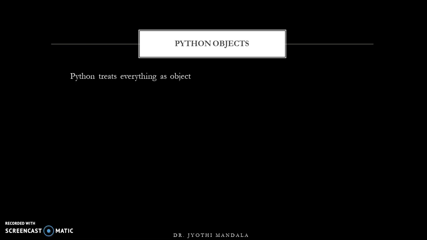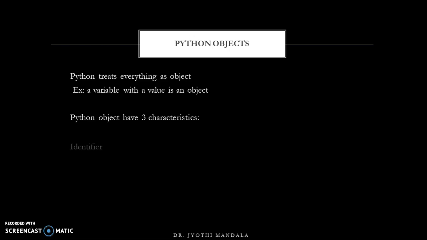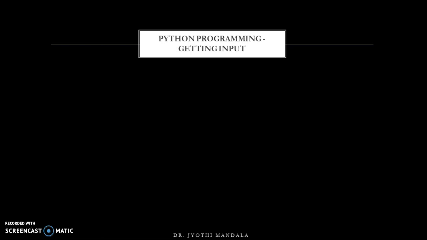Now, what is a Python object? Python objects are nothing but whatever is there in a program, Python will treat everything as an object. As an example, a variable, whenever you are assigning any value to it, is considered as an object. Now whenever you want to have a thing as an object, it should possess three characteristics. First, it should have an identifier, it should have a type, and it should have a value. Whenever a thing has these three characteristics, it is considered a Python object.